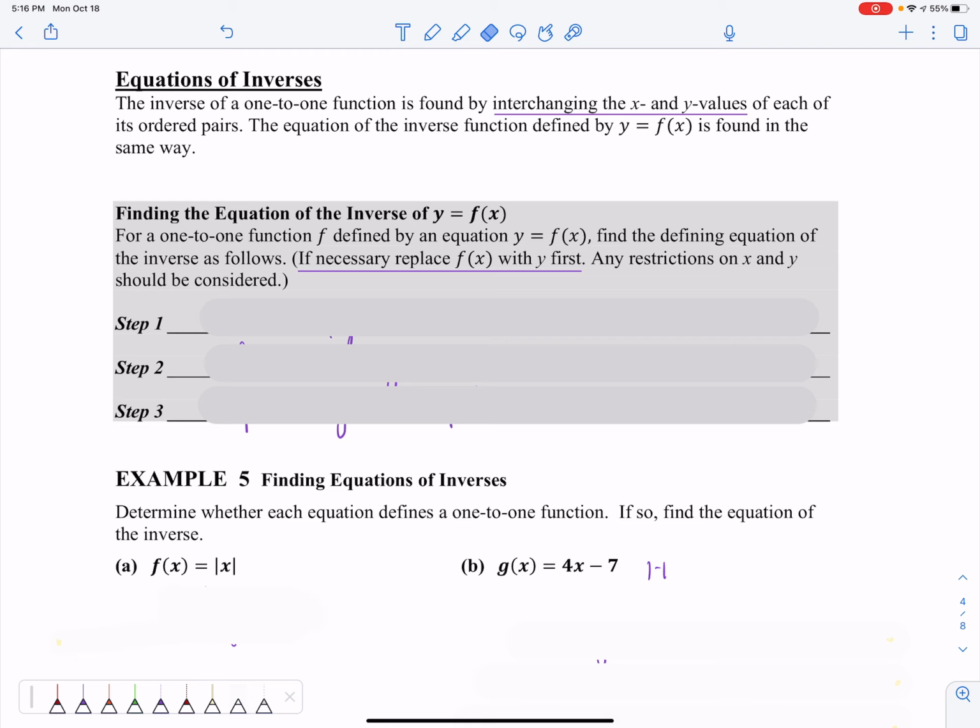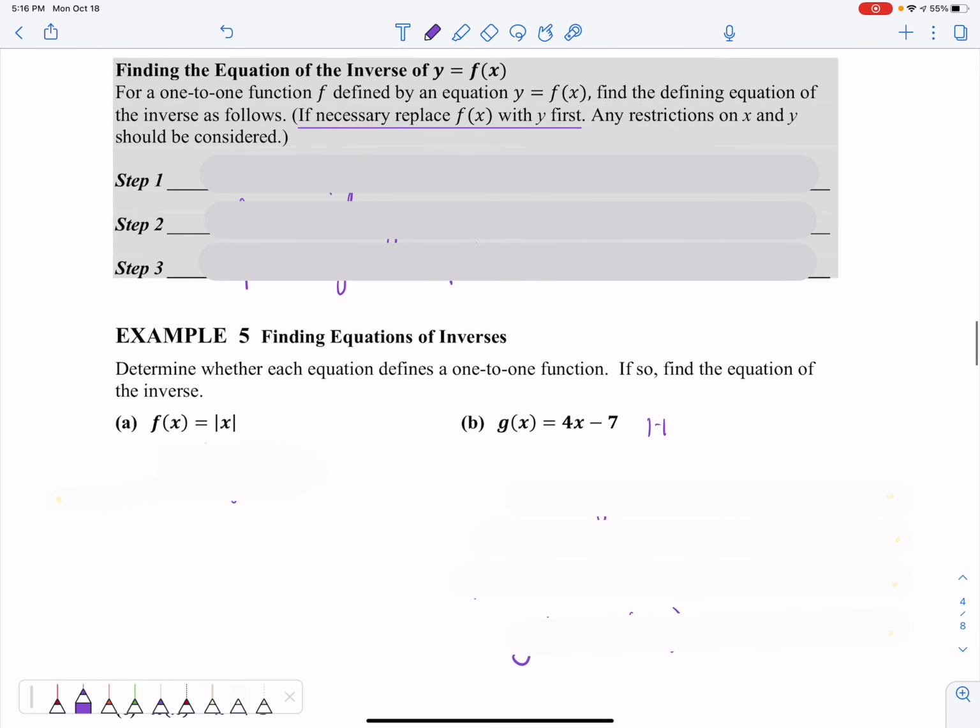All right, the equations of inverses. The inverse is found by trading the x and the y values in our ordered pairs. The inverse function is going to be found the same way, so let's look at some steps here. If I want to find the equation of an inverse, then the first thing I'm going to do is just mentally replace f of x with y. Okay, so that's the first thing. We already know that f of x is the same thing as y, so that's no big deal.